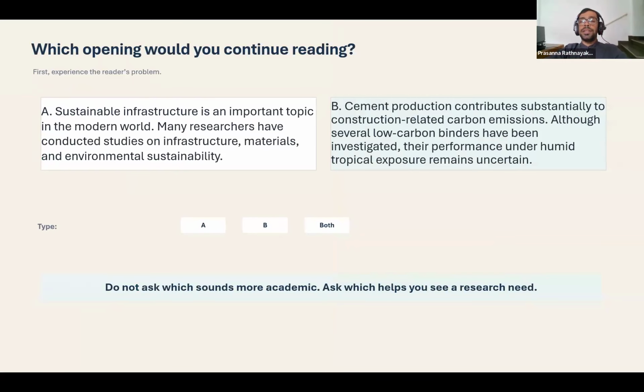Now I'm inviting you to read the two openings silently. Do not hurry to decide which one sounds more impressive. Simply read it. But make a decision which one helps you understand more quickly why a study may be needed. In the chat, you may type A or B or both, but do not try to explain. Just answer the question, which one helps you understand more quickly why a study may be needed from A and B. I will give you 30 seconds.